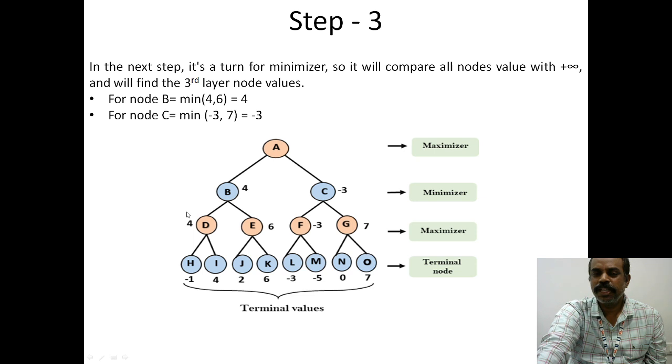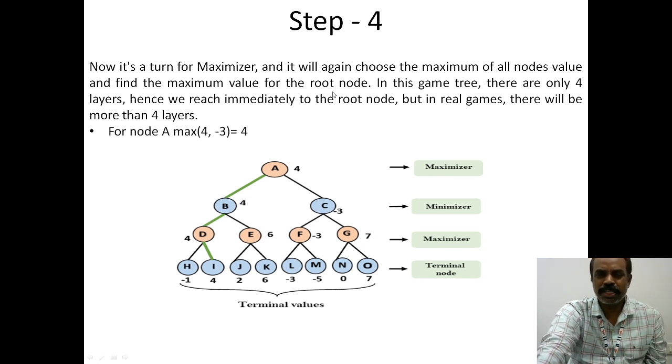The minimum of this value and positive infinity is initially 4, and then when you move on to the right, the minimum of 4 and 6 is 4. So for node B the minimum value is 4. Coming to node C, if you backtrack, the minimum is computed as the minimum of the F value, that is minus 3, and positive infinity, which is minus 3. Then if you consider the right value, it is minus 3 and the value of G, which is 7. So the minimum value is minus 3. So at the end of step 3 we have 4 as the value for node B and minus 3 as the value for node C.